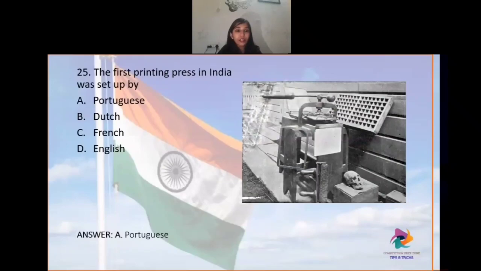Coming to the last question, the first printing press in India was set up by Portuguese, Dutch, French, or English. The correct answer, which you can remember, is the Portuguese. So friends, these were the questions which you can remember, and these are the most repetitive questions that come in history, and we will also post the next part of the modern history.